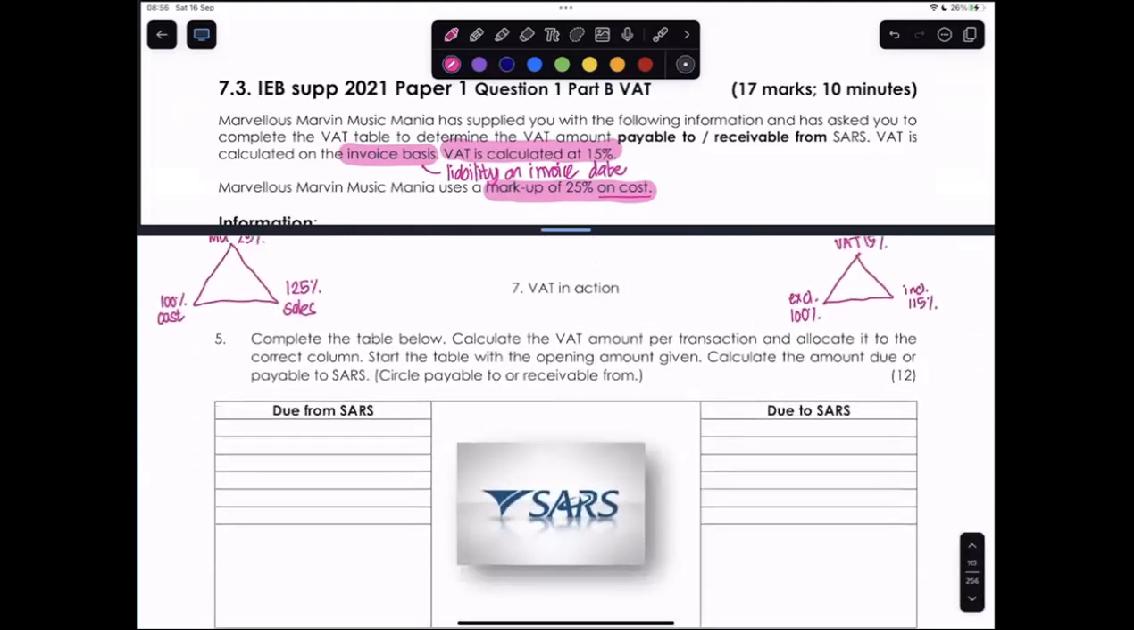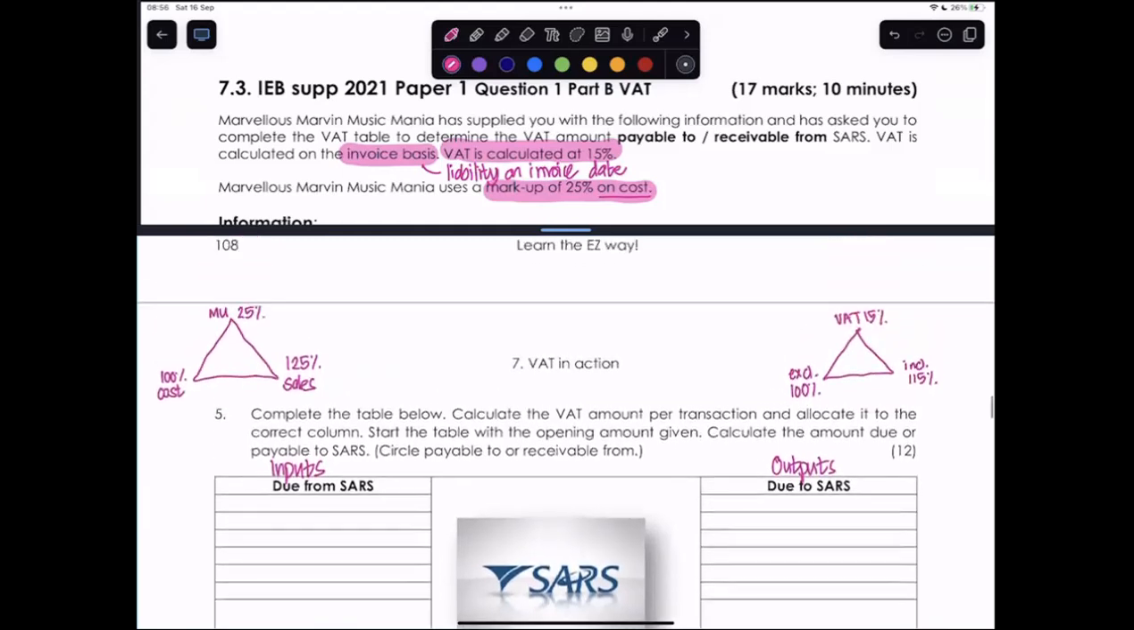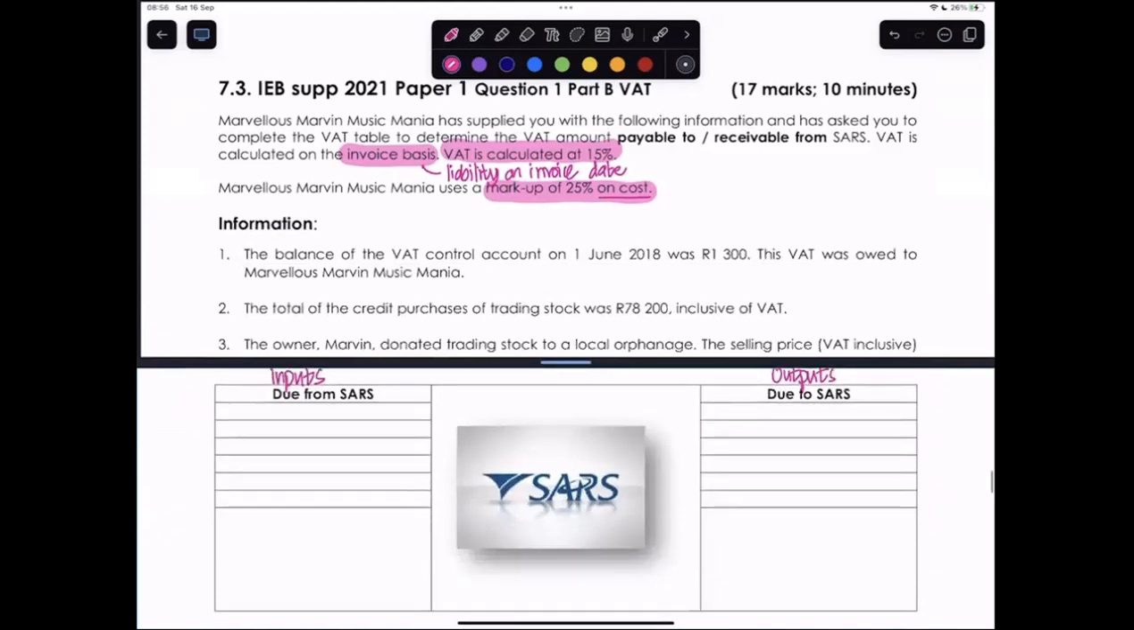And then we need to complete the table showing what is due from SARS. Due from SARS would obviously be as a result of your inputs or the things coming into the business, and due to SARS would be a result of the outputs or the goods going out of the business on which VAT is charged. So now we can go and have a look at all the transactions and see exactly how we're going to calculate the amounts due.